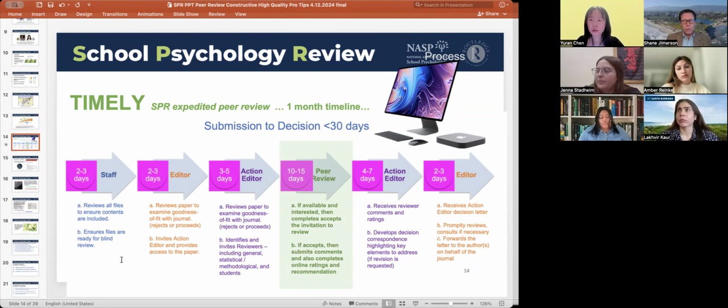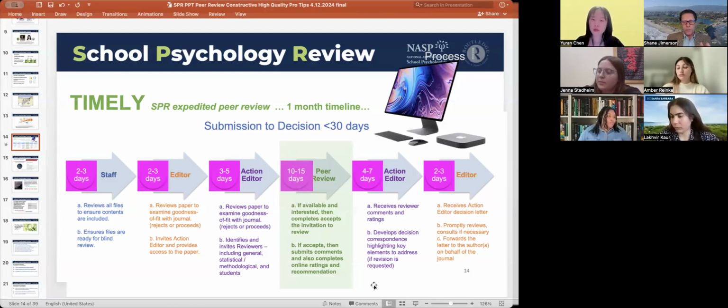And then those that pass go to the action editor. The action editor typically within about 3 to 5 days will have distributed it to the invitations to the reviewers. And then we give this 2-week period. We typically emphasize the 14-day period. You'll receive reminders and such within the system.